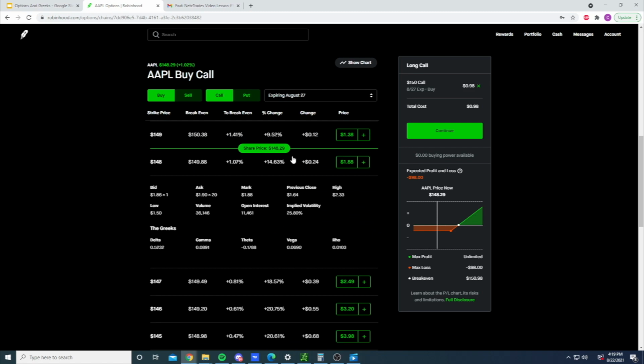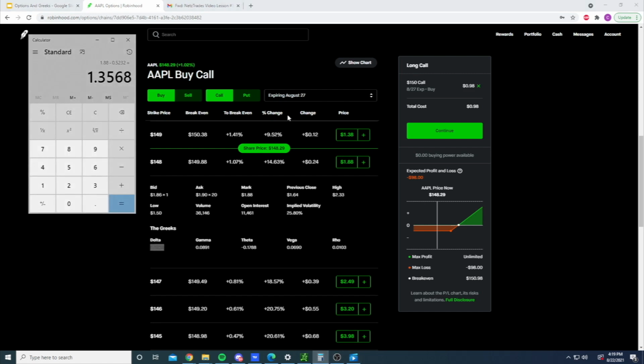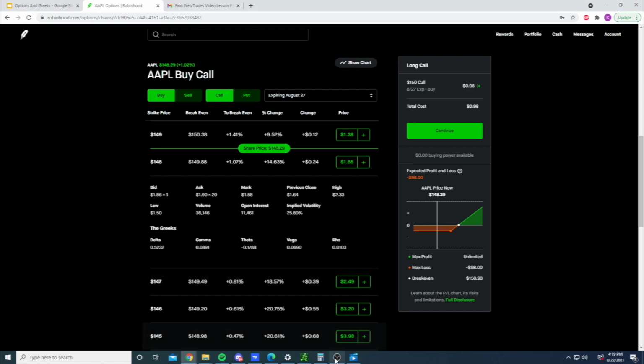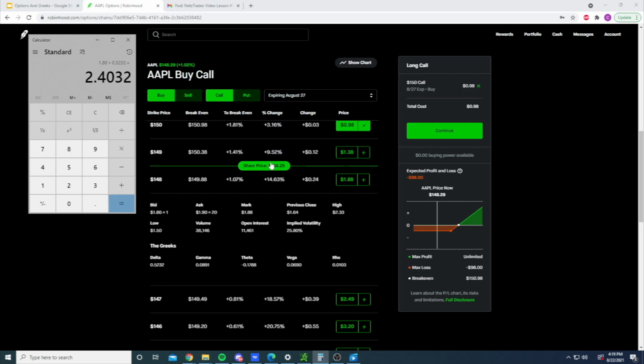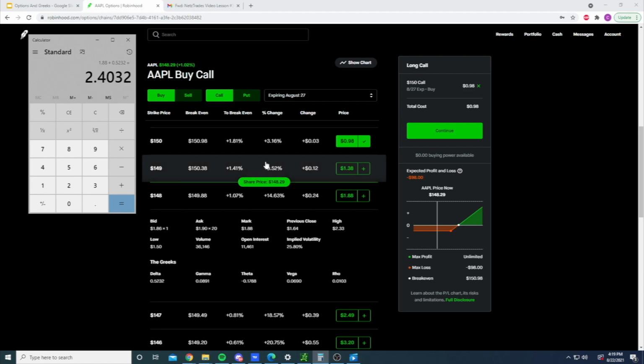If Apple goes to 149, the delta gets added. So it was 2.4 that we got before. Let's do that again quickly. Plus 0.5232, we have 2.4 is what we would get if Apple goes up to 149. So if it moves $1 up, this is what the option would be at.